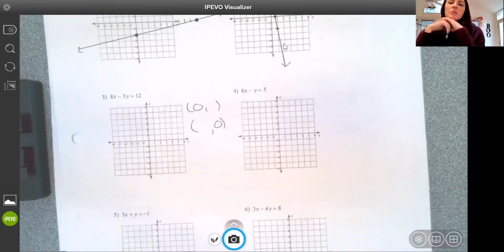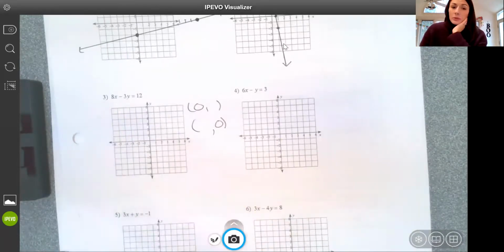So why does the cover-up method work? Well, there's many ways to graph a line. So we started with equations just like this, and we made a table.